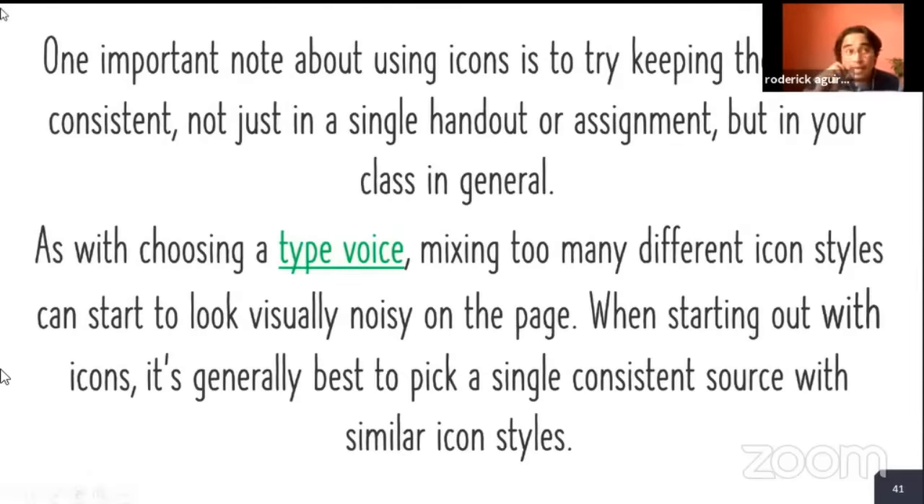So, the voice of the teacher is extended to the way we lay out the words and the font style that we use. So mixing too many different icon styles can start to look visually noisy on the page. So pag sobrang dami ng mga pictures na distracting na, so it's noise already. When starting out with icons, it's generally best to pick a single consistent source with similar icon styles. So pabalik po tayo, sinasabi po natin, consistency ulit of the use of the icons.